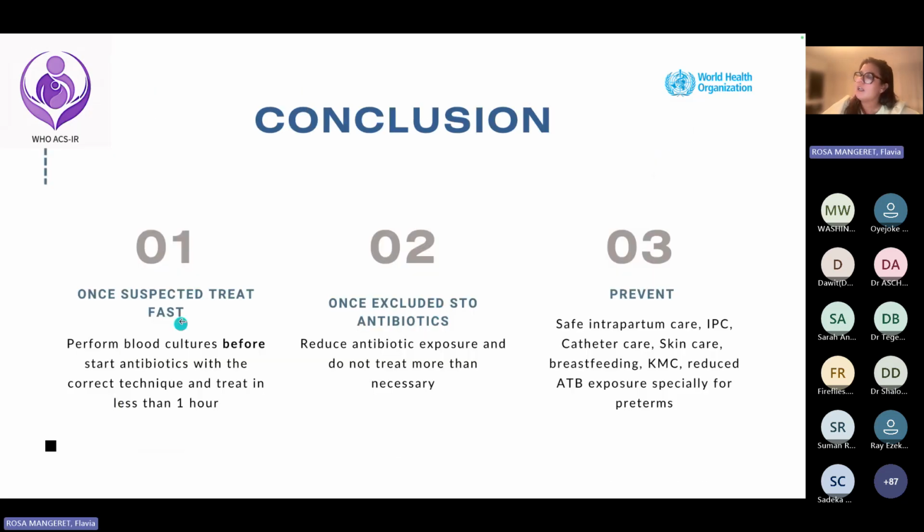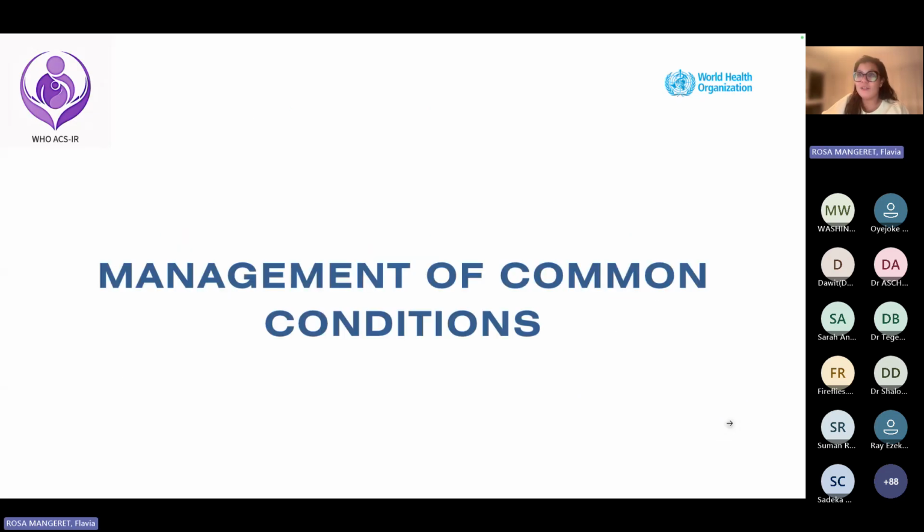In conclusion, once sepsis is suspected, of course, treat fast, perform blood culture with the correct technique before starting antibiotics, and treat in less than 1 hour. Once sepsis is excluded, stop antibiotics. Reduce antibiotic exposure, and do not treat babies more than necessary because this is harmful. And prevent: safe third-party care, IPC, catheter care, skin care, breastfeeding, KMC, reduced antibiotic exposure, especially for preterms. So we finished the sepsis part.